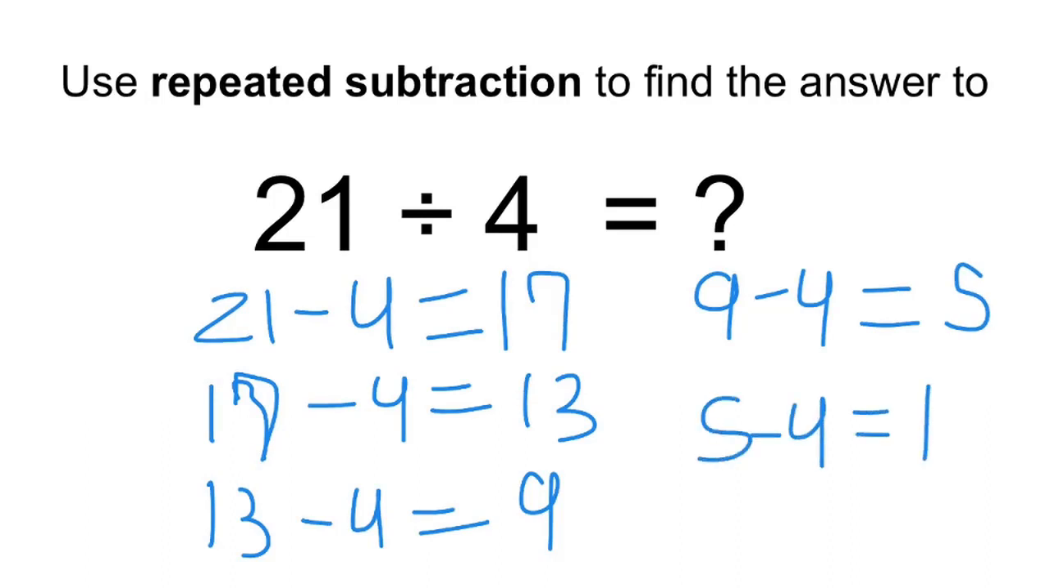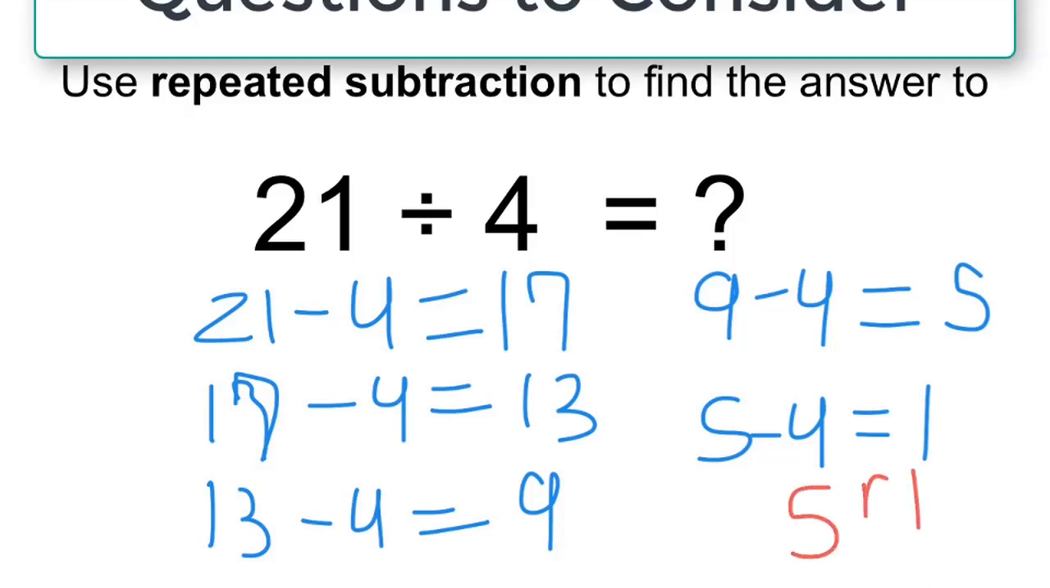Okay. So then you would count how many 4s you have. So 1, 2, 3, 4, 5. And I have 5, and then the 1 would have been a remainder. So it would have been 5 remainder 1.